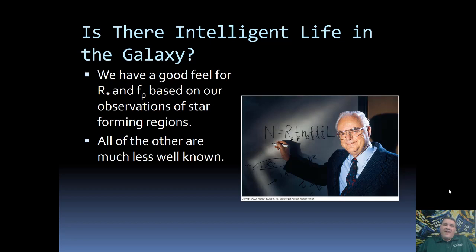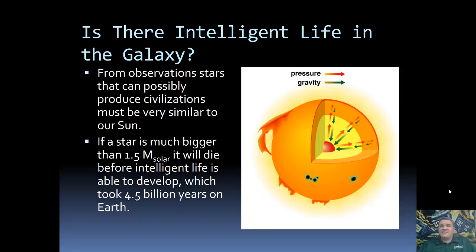We actually have some good values for some of these things, for example, the star formation rate and the fraction of stars that have planets. However, there are other things that we just don't really know. Starting with the star formation rate, we can put limits on the types of stars that we could expect to produce communicating civilizations. For example, our own civilization took 4.5 billion years before we developed. This means that any star that dies before 4.5 billion years is probably not going to give life long enough to develop communication. So any stars greater than 1.5 solar masses are out. They die out too quickly.